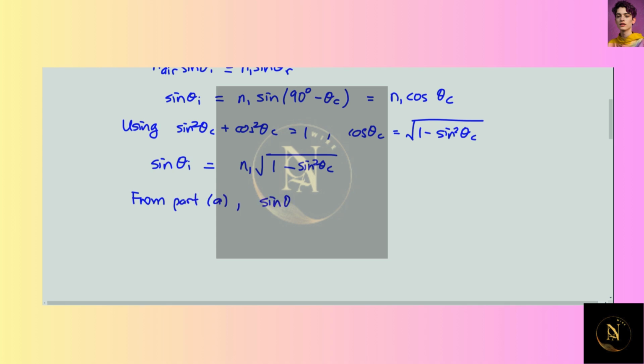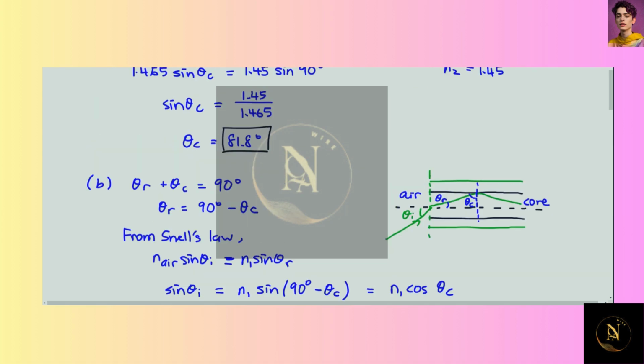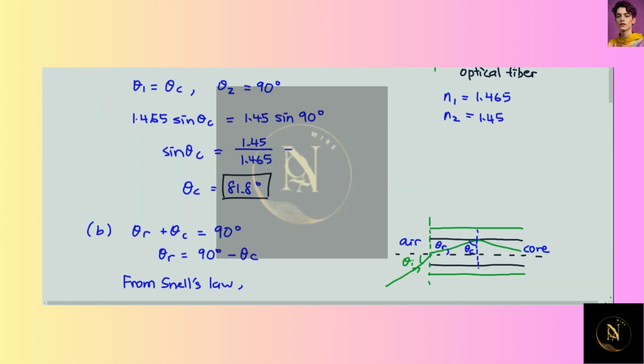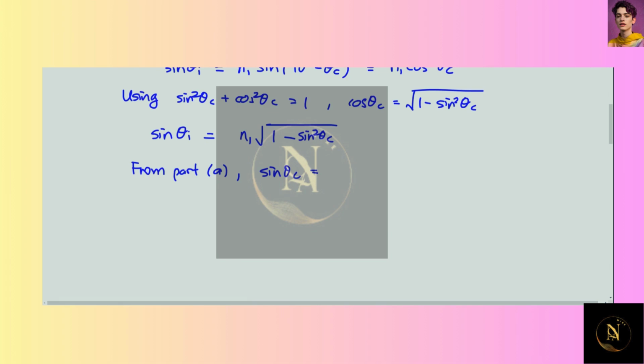From part A, sine theta C is actually equal to n2 divided by n1. So sine theta I is equal to n1 times the square root of 1 minus (n2 divided by n1) squared. Then you bring the n1 inside, you get the square root of n1 squared minus n2 squared, and shown. This is how you do part B.